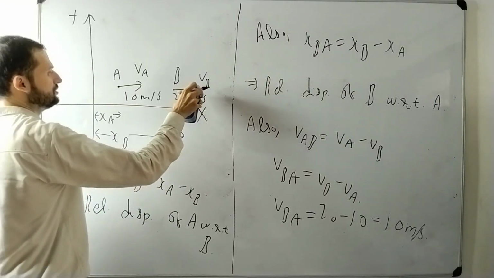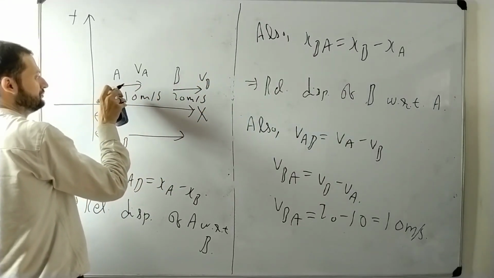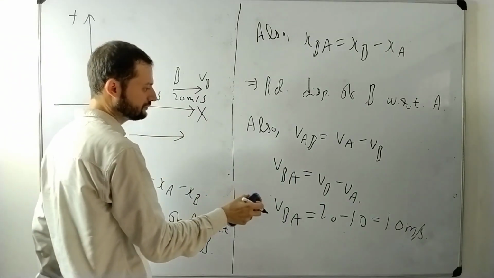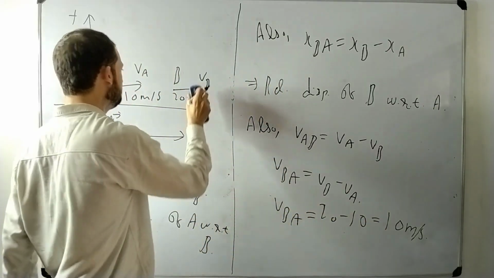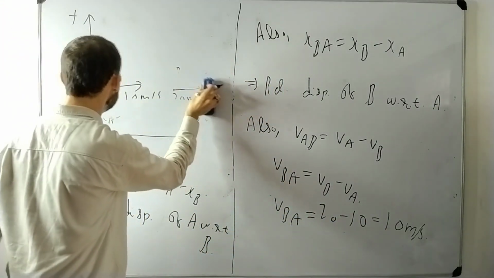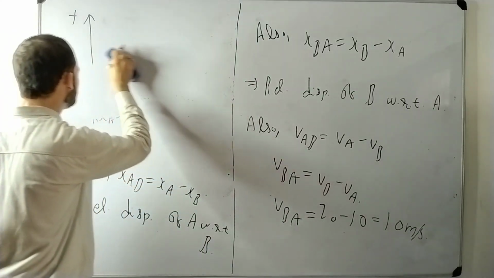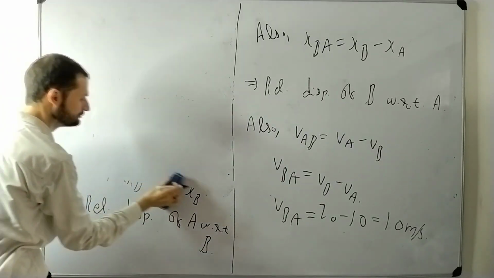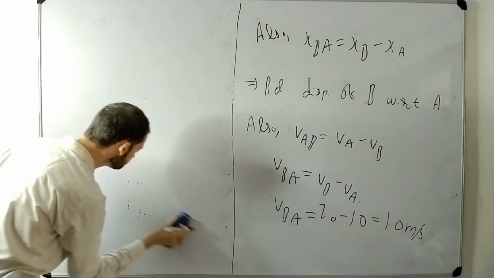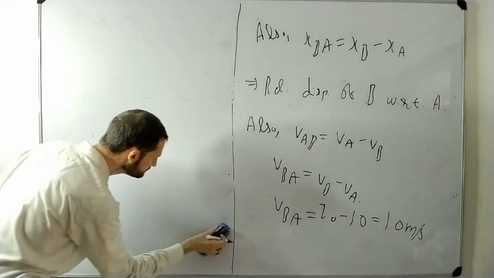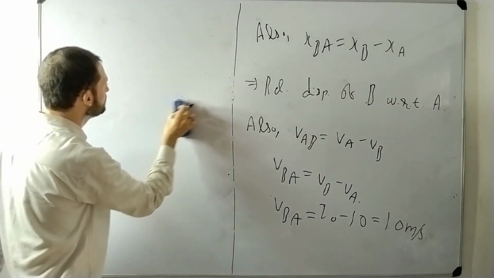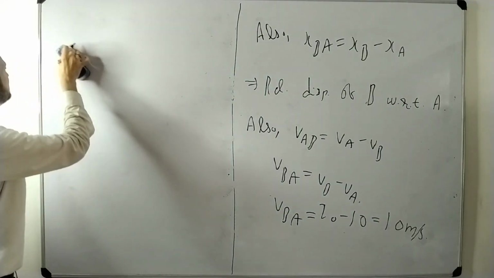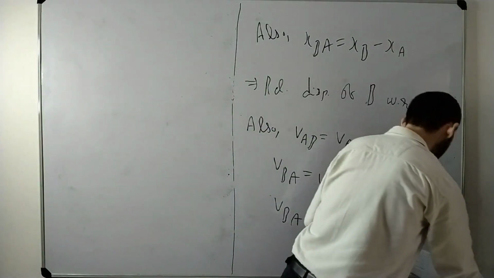So suppose you are going with 20 meter per second and I am going in the same direction with 10 meter per second. So what happens? The relative velocity between us is 10 meter per second. And of course, I would never catch you because you are 10 meter per second ahead of me. You are ahead of me, I am behind you.